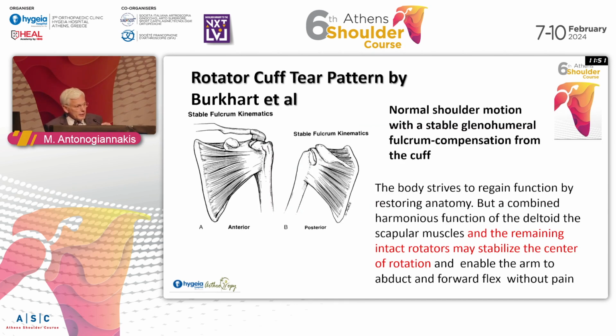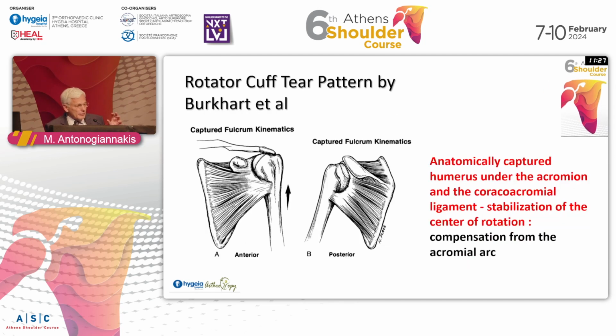And we know that if these force couples are able to function, even with a tear of the rotator cuff, then the symptoms of the patient are mainly nothing or some pain. It is a painful functional shoulder. And this is a stable fulcrum kinematics. And then we have a massive cuff tear and a functioning shoulder. Not perfectly functioning, but functioning enough for the patient. And this is again stable fulcrum kinematics, with a massive cuff tear, with a large cuff tear.